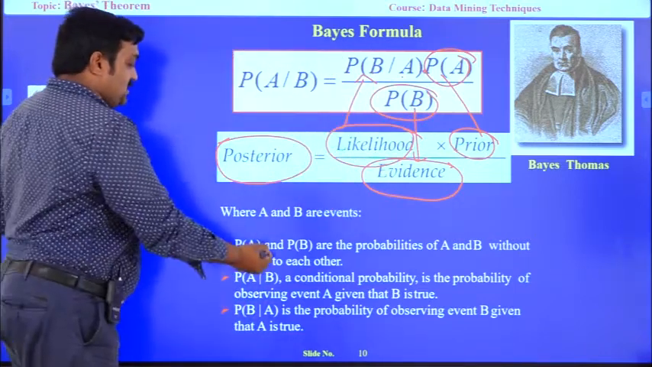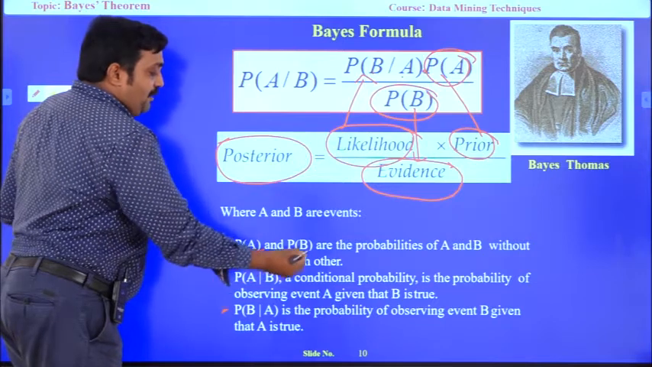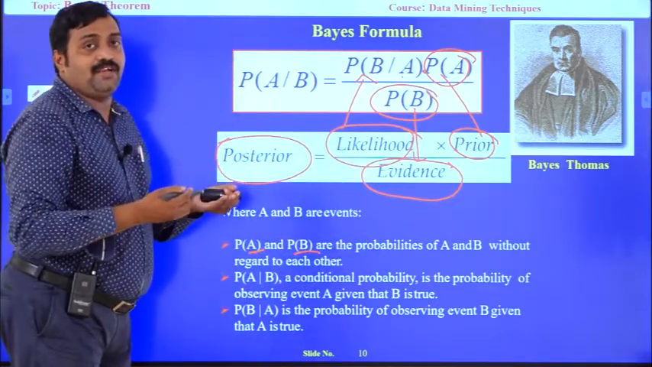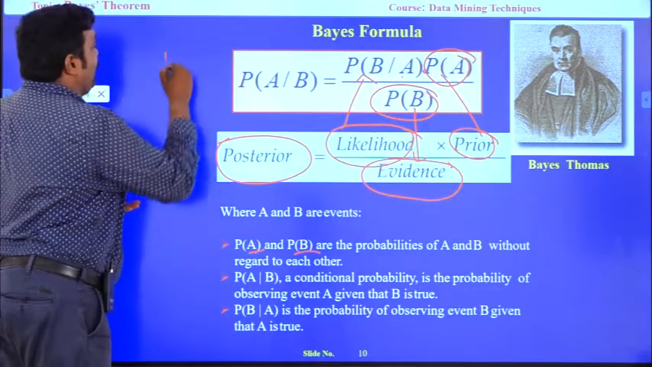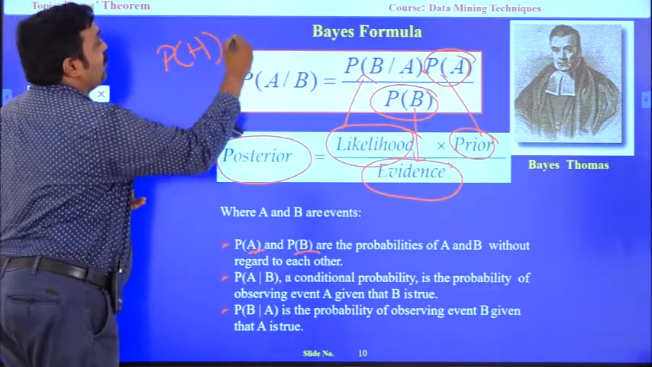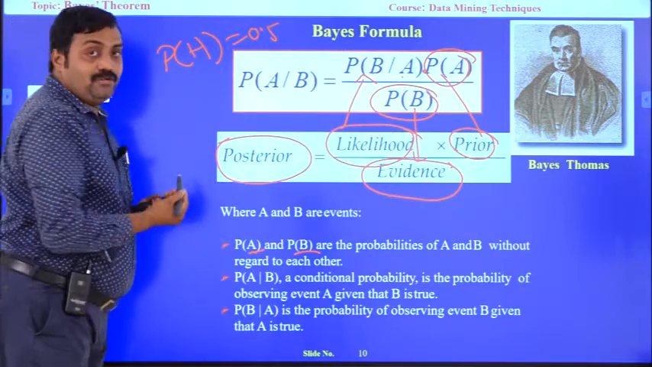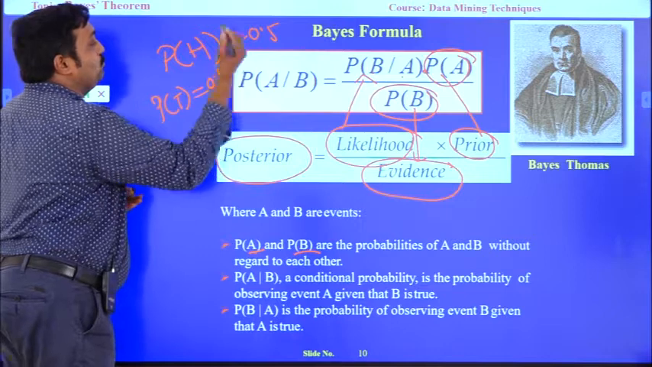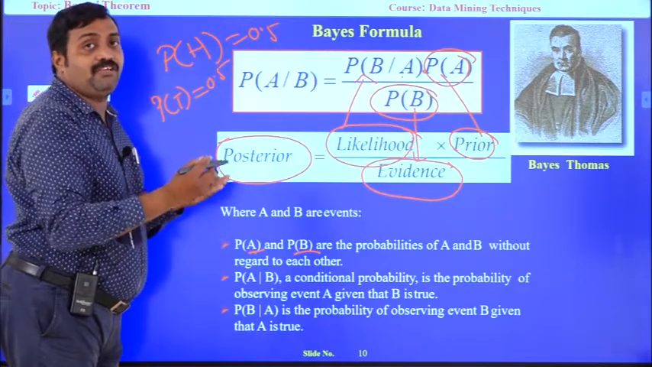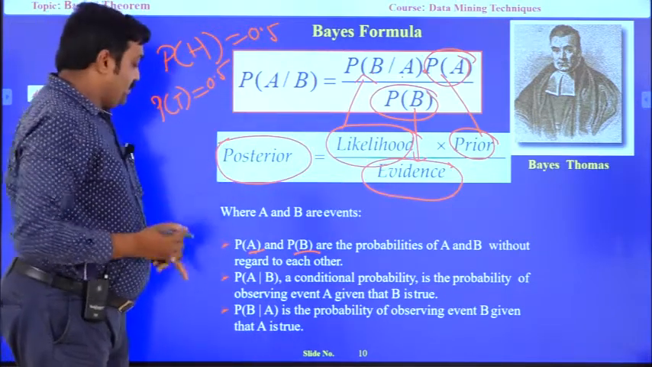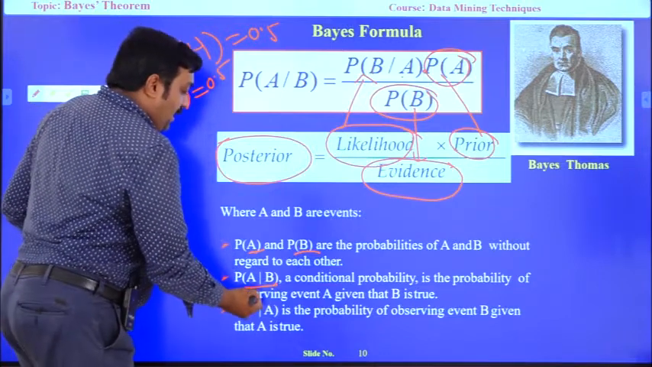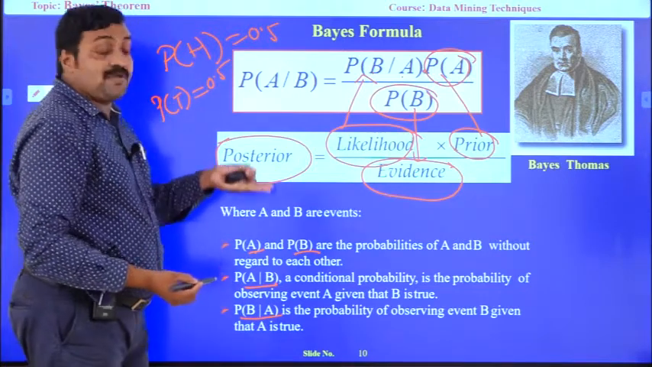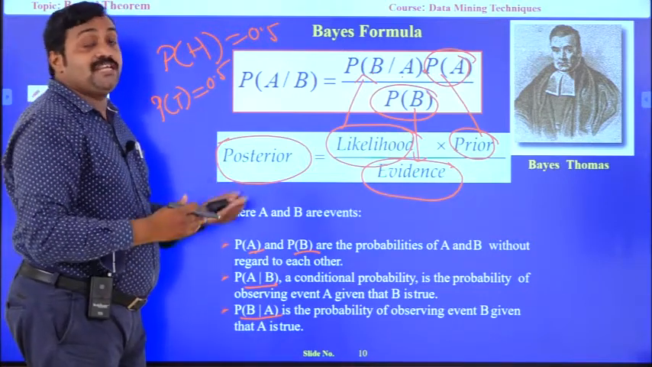So P of A and P of B are individual probabilities. Like in a toss, the probability of head, P of H, we can say is 0.5 because 1 by 2. What is the probability of T? Then 0.5, 1 by 2. These are the prior, individual probabilities of A and B. And A given B or B given A are the conditional probabilities. That means based on A or based on B, what is the chance of change of class?